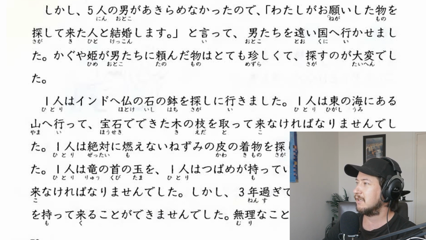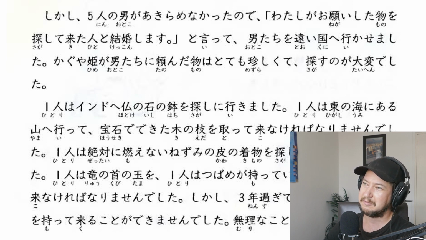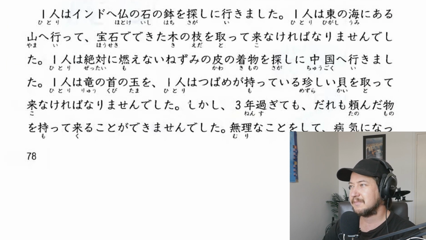Watashi ga onegai. Now I kind of understand what this onegai shita mono o sagashite kita hito to. So she's saying, I will marry a guy who will bring me, basically, he'll search and bring me things I requested. Onegai shita mono, it's like things I want, basically. Okay, now it makes sense.